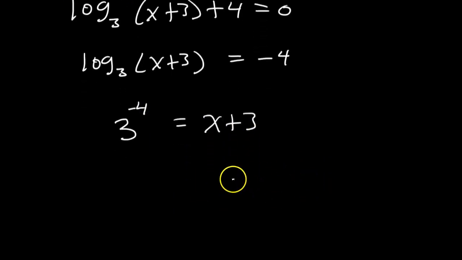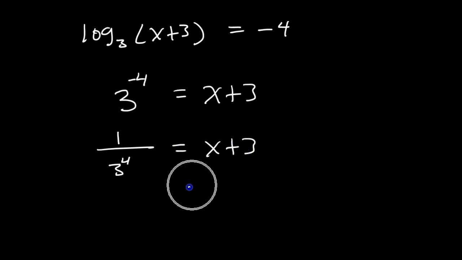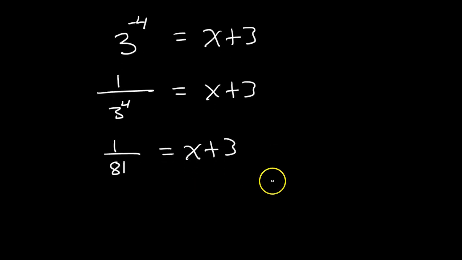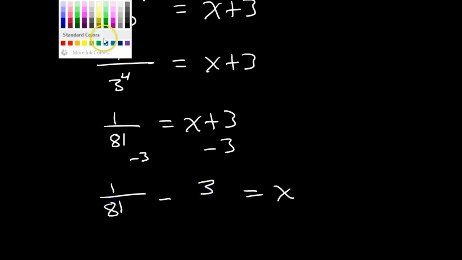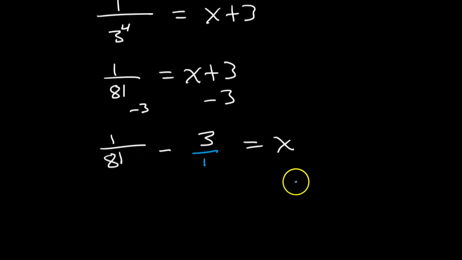So now I have this. Do you understand that 3 to the negative 4 power is the same thing as 1 over 3 to the 4th power? So I really have that. And really, this is 1 over 81. 3 to the 4th power is 81. Is equal to x plus 3. So now I will subtract 3 from both sides. So I have 1 over 81 minus 3 is equal to x. So I just need to combine these together, and then that will be my x-intercept.